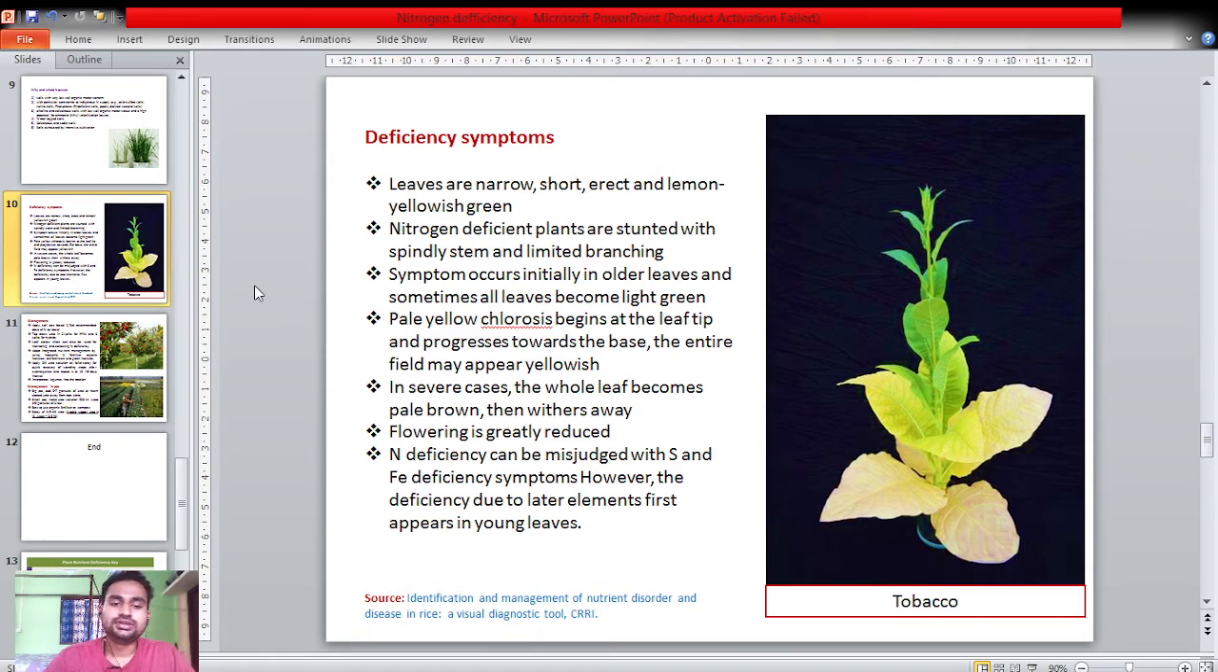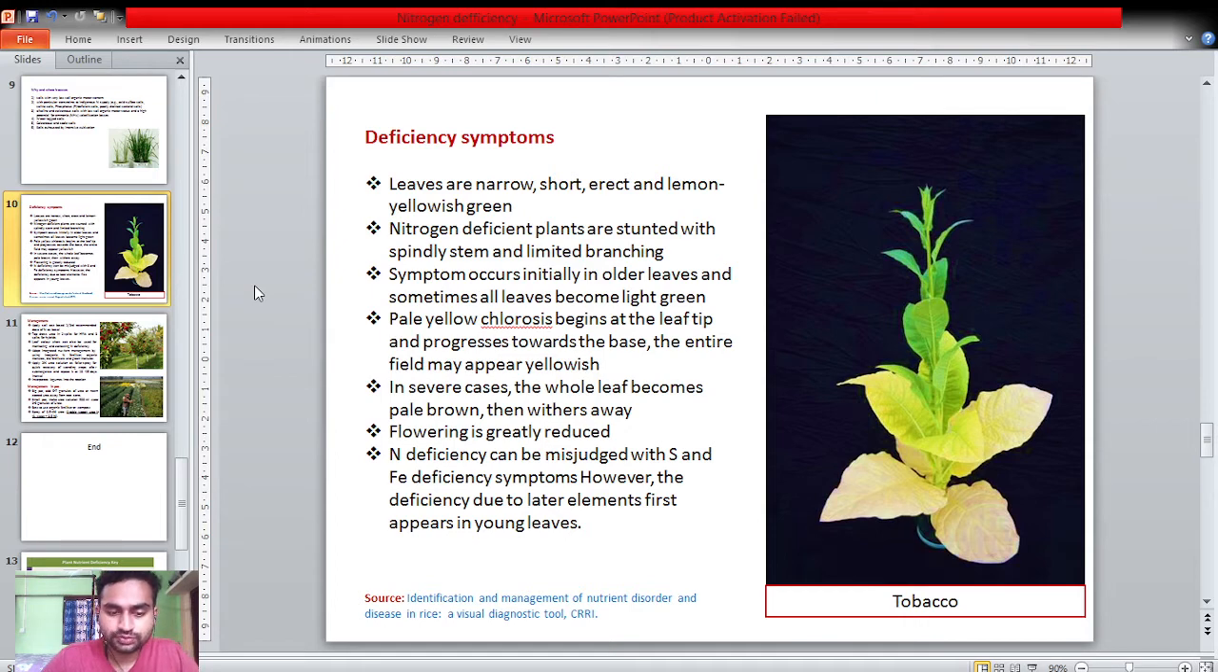So when the case is very much severe, then there is browning of the leaves. We have seen in the sunflower plant that the browning starts from the tip, and then drying of the leaves, and then the withering of the leaf. So the leaf falls down in severe cases. The flowering is greatly reduced, because nitrogen is a very important factor for the plant. The flower needs a lot of nitrogen for proper growth and development. And then nitrogen deficiency can be misjudged with sulfur.